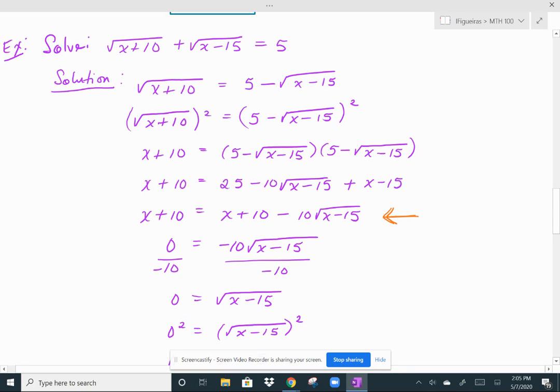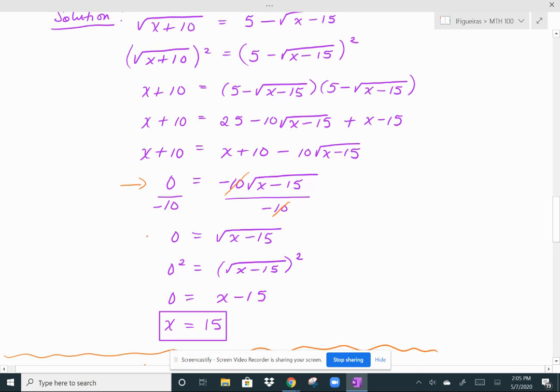Okay, so similar to what I described in previous examples, now you need to isolate the radical of minus 10 root x minus 15. And the way we're going to do that is that we have to subtract x and subtract 10 and move it over to the left. When I do that, your left side just becomes 0. So I have 0 equals negative 10 root x minus 15. Then divide both sides by negative 10. They cancel. So you get 0 equals root x minus 15.